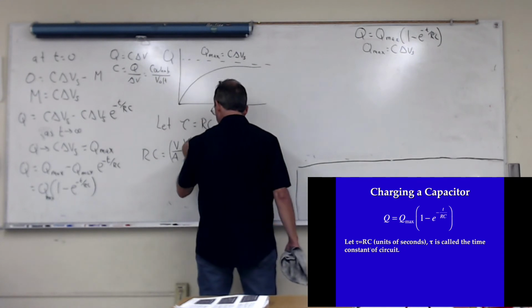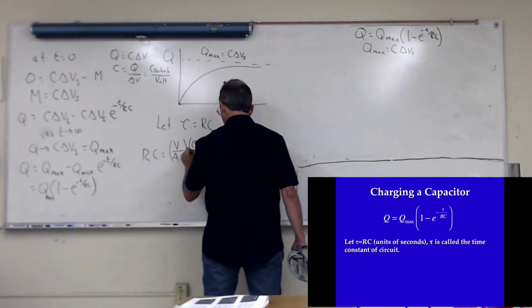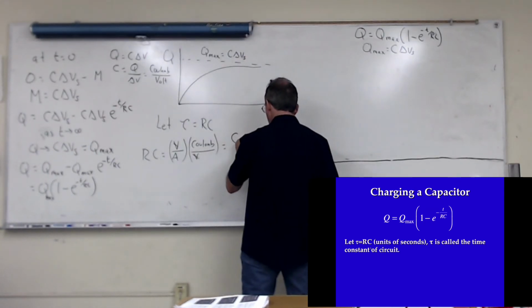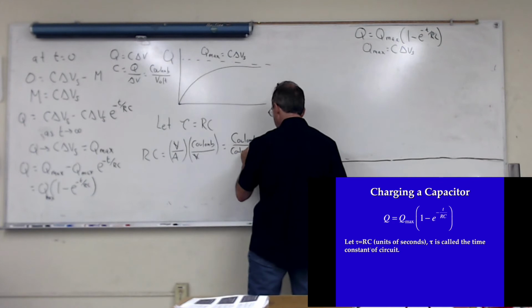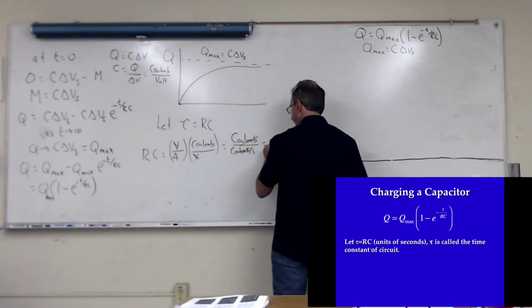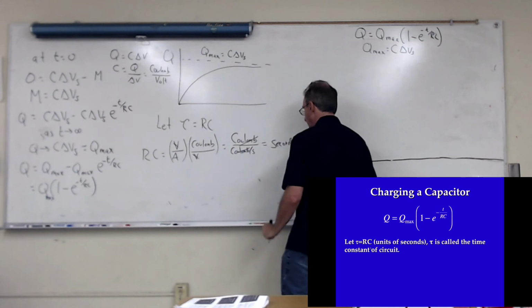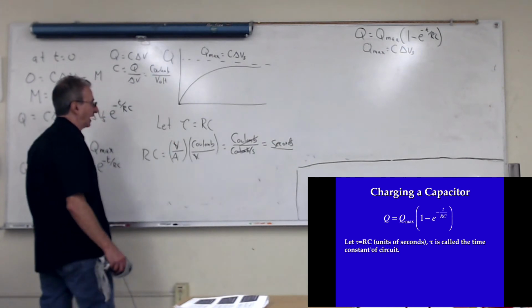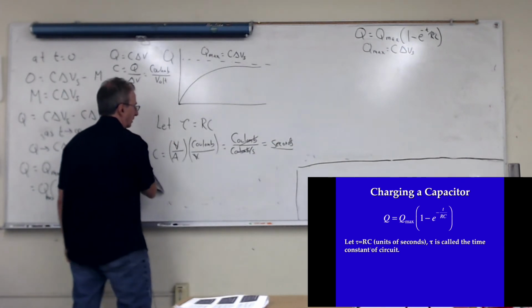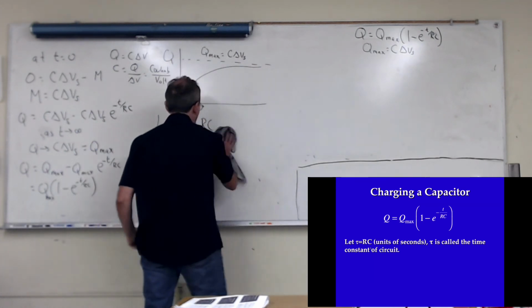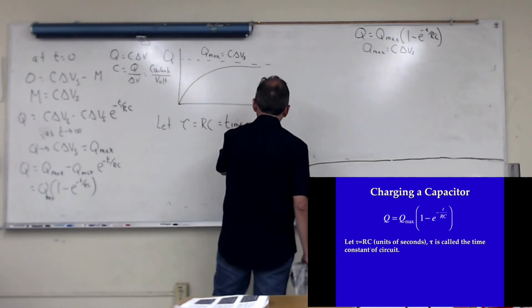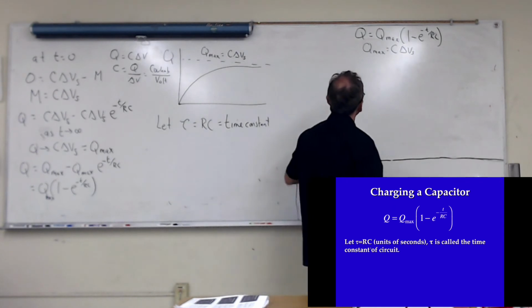Okay, so it's a coulomb per amp. But an amp is a coulomb per second. So the units are seconds. So this has units of seconds, and so I'm going to define tau as equal to R times C, and we call this a time constant. So a lot of times we'll write it this way.